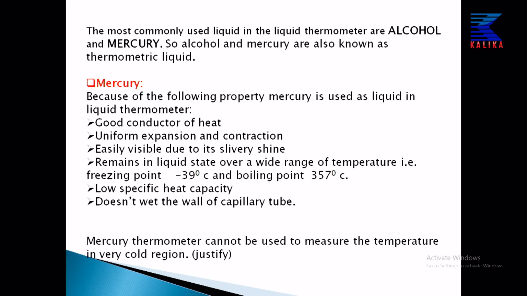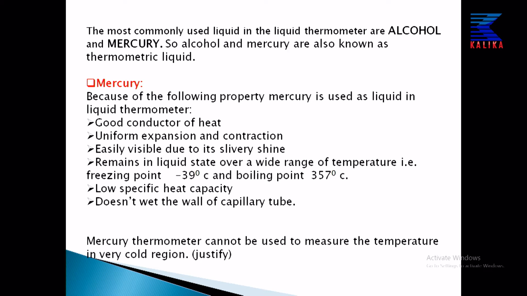Mercury is used as a thermometric liquid because of the following properties: a good conductor of heat, uniform expansion and contraction, easily visible due to silvery shine, and it remains in liquid state over a wide range of temperature, that is freezing point minus 39 degrees Celsius and boiling point 357 degrees Celsius. That means it can read temperature from minus 39 degrees Celsius up to 357 degrees Celsius. So, it is widely used for high temperature thermometers.